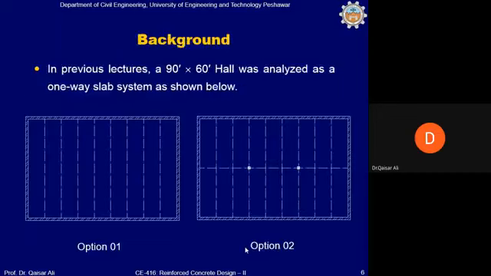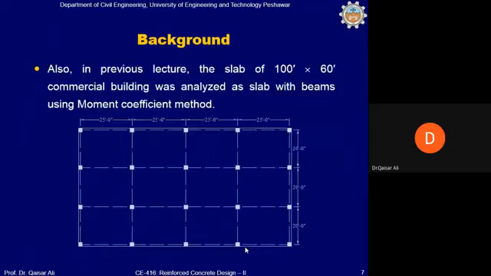This is the background. If you remember, in the previous several lectures before the midterm, we discussed the analysis and design of a 90 by 60 feet hall, and we designed this in several ways as a one-way slab system, as shown in options 1 and 2. We also designed this 90 by 60 feet hall using a two-way slab system by providing columns inside this hall, and this analysis and design was done using the moment coefficient method using the ACI code tables, if you remember.